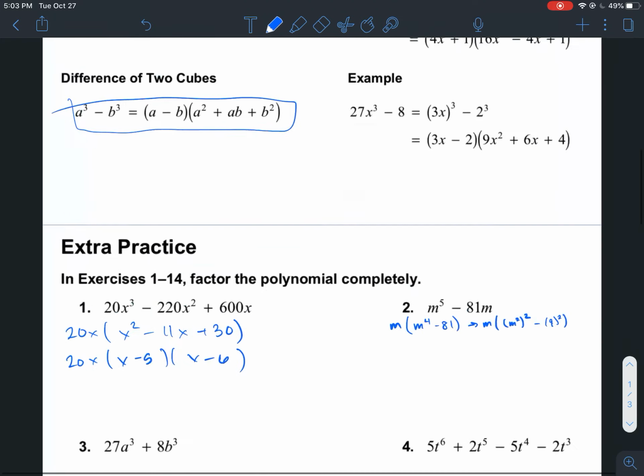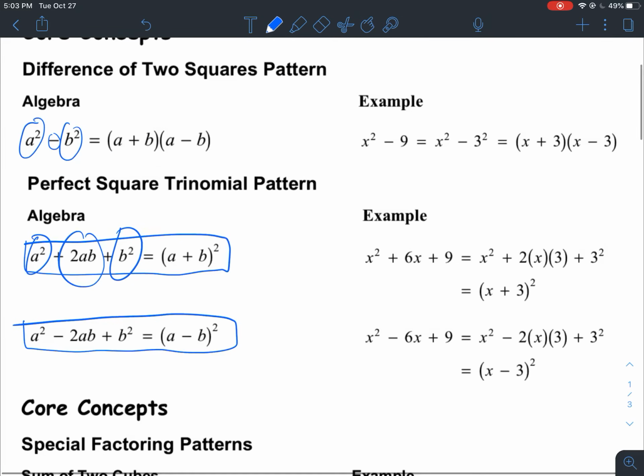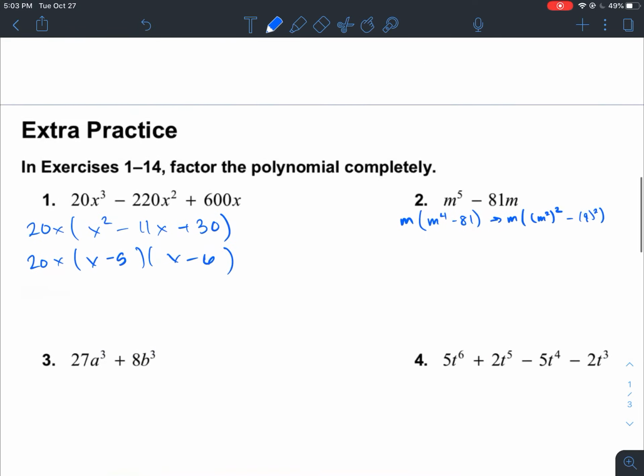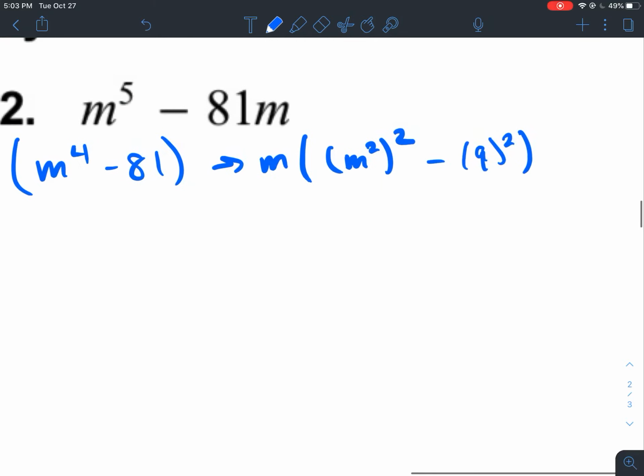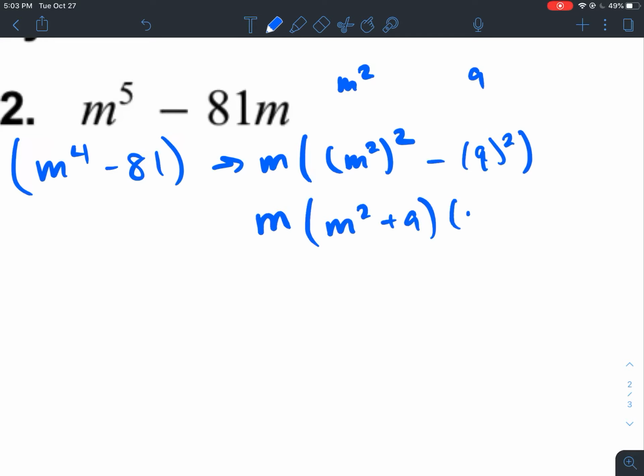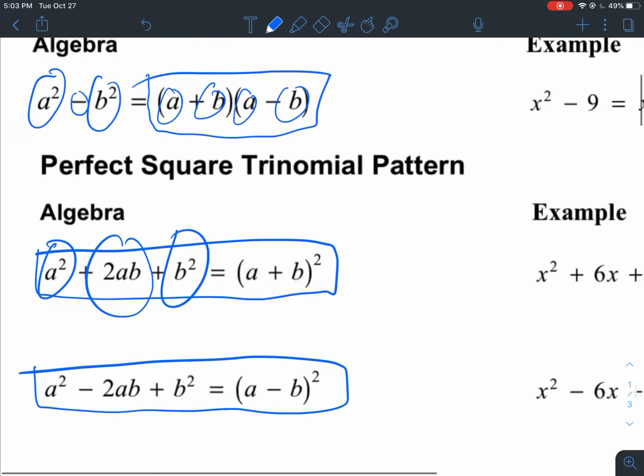Okay? So if I use that equation right here, then I know that my factors will be a plus b and a minus b. So I still have the m out here, so I'm going to factor this. This is m, but see here that instead of a, I have m squared, and instead of b, I have 9. So I'm going to have m squared plus 9 and m squared minus 9. Okay, so that's the pattern up here.